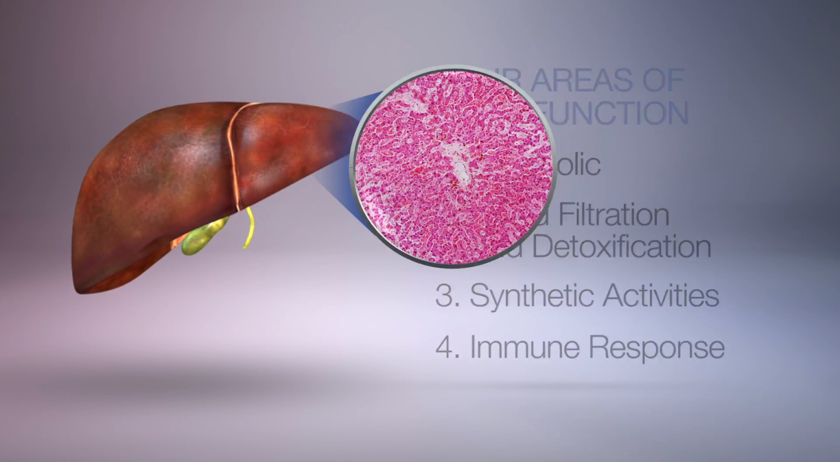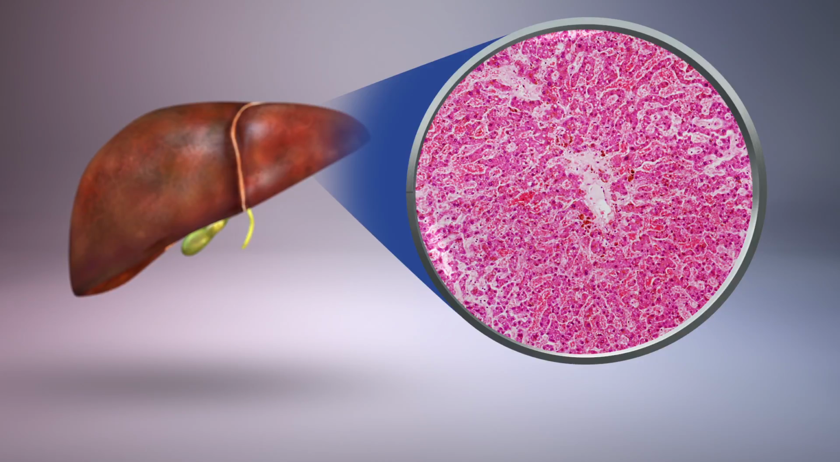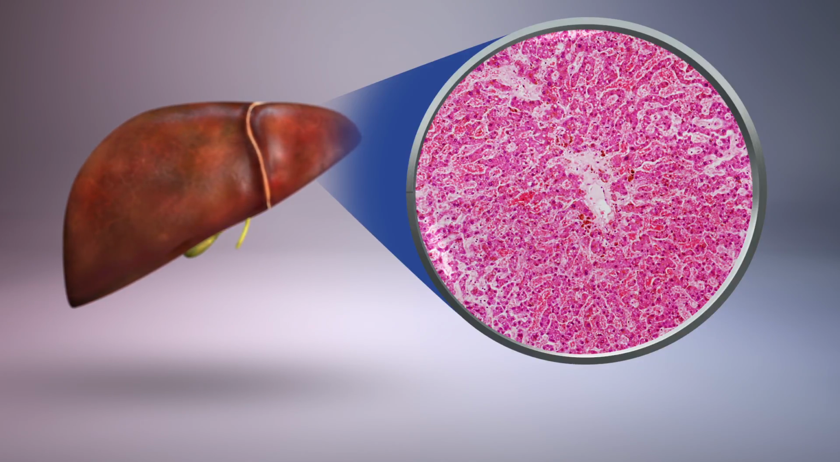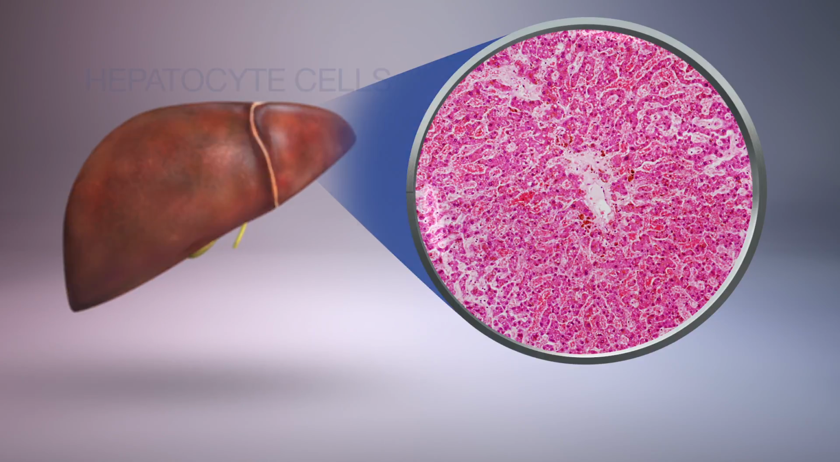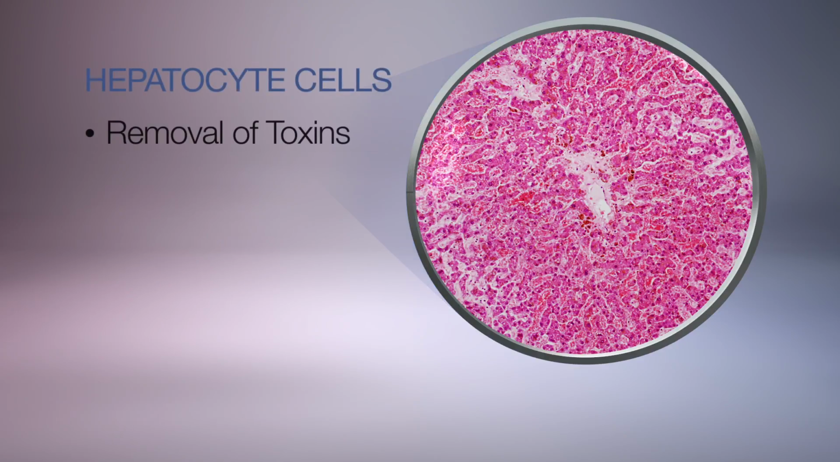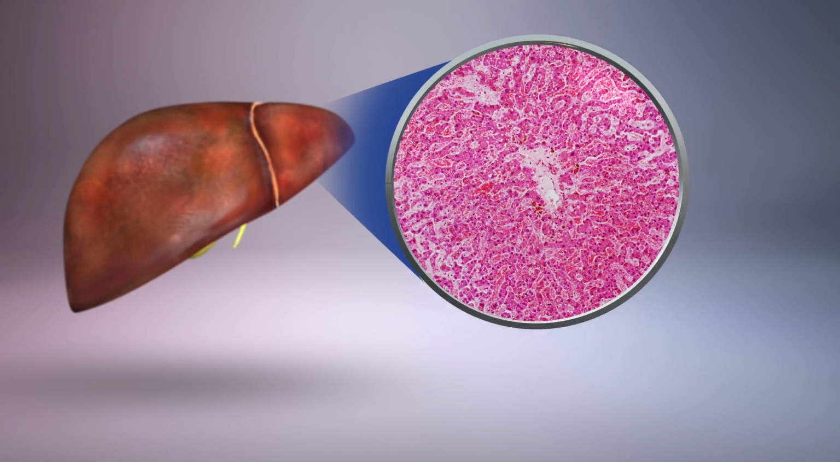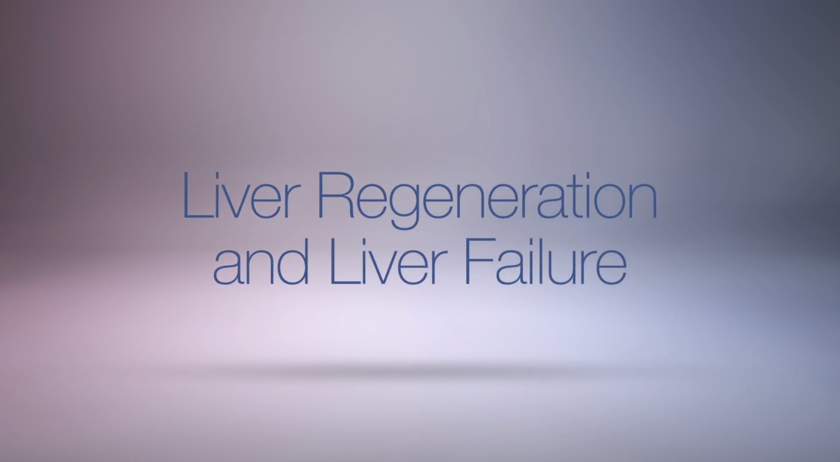response. The primary liver cell, the hepatocyte, is thought to be responsible for approximately 500 or more specific biologic processes. Hepatocyte cells are responsible for the removal of toxins and the synthesis of proteins essential for life. In a healthy person, the liver has a remarkable capacity for recovery and regeneration, enabling the organ to combat the continuous damage to hepatocytes that result from their detoxifying function.